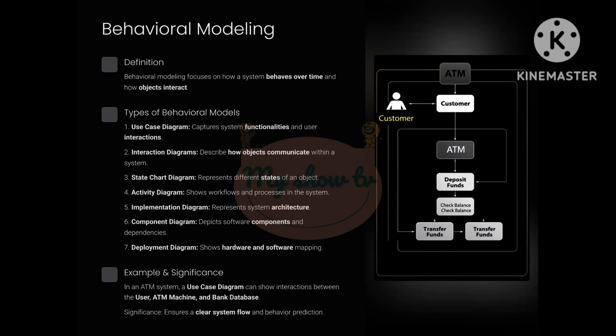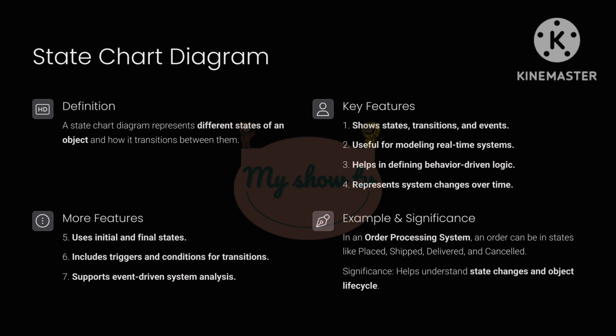Example. For an online shopping system, behavioral modeling helps define how a user places an order, how the system processes it, and how payment is handled. Slide 4. State chart diagram. A state chart diagram describes how an object transitions between states in response to events.